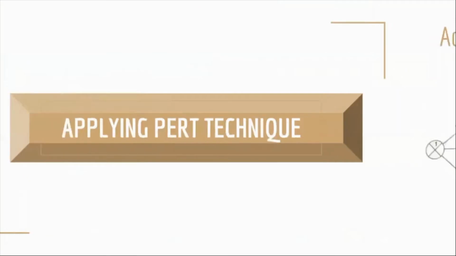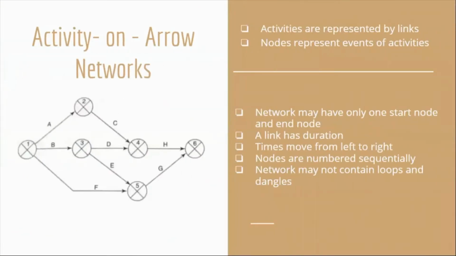Applying PERT technique. Before we see applying PERT technique, we'll do a quick revision on what activity on arrow networks are. Activities are represented on the links and the nodes represent the events of activities. The network will have only one start node and one end node. The link will include the duration of the activities. The time will move from left to right. The nodes are numbered sequentially and the network will have no dangles and loops.